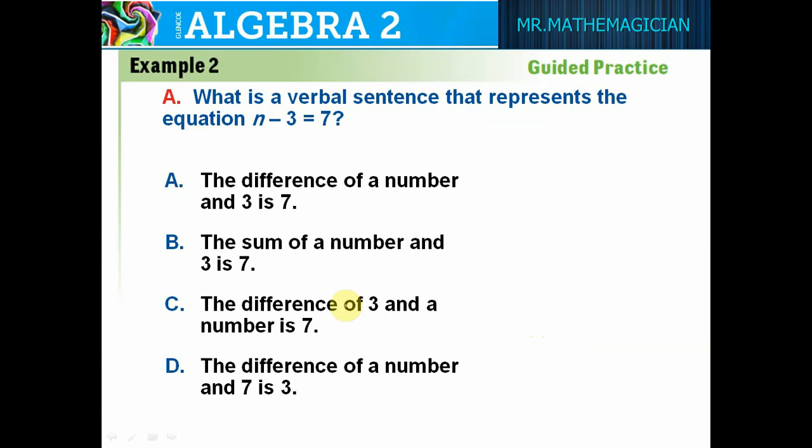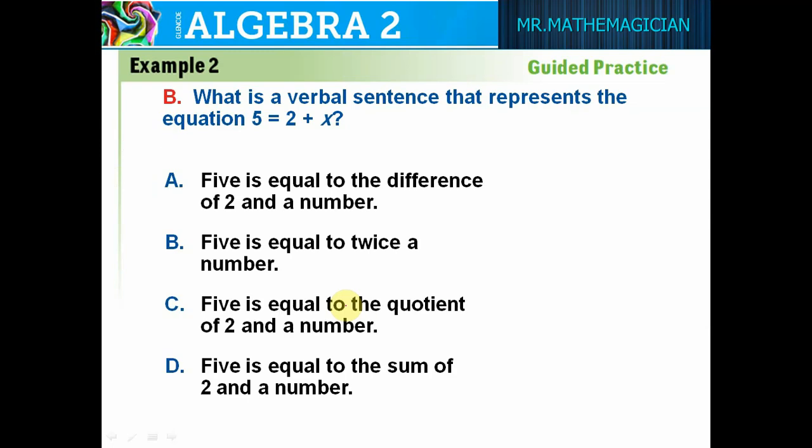Now this is your turn to solve. What is a verbal sentence that represents the equation n minus 3 is equal to 7? Pause the video, try to answer, and here comes the accurate answer. Is it A, B, C, or D? Yes, it is A. The difference of a number and 3 is 7. What is a verbal sentence that represents the equation 5 equals 2 plus x? A, B, C, or D? Yes, it must be D. 5 is equal to the sum of 2 and a number.